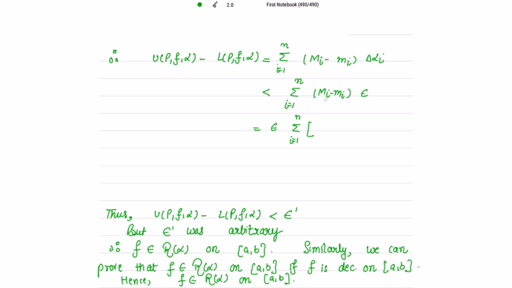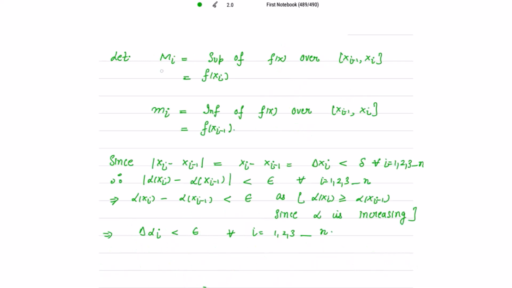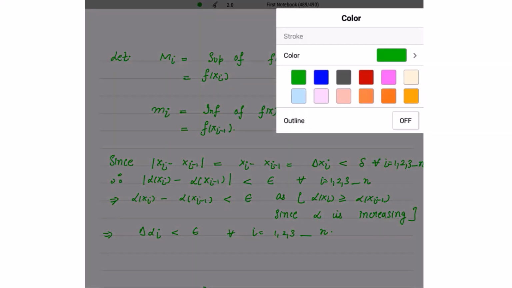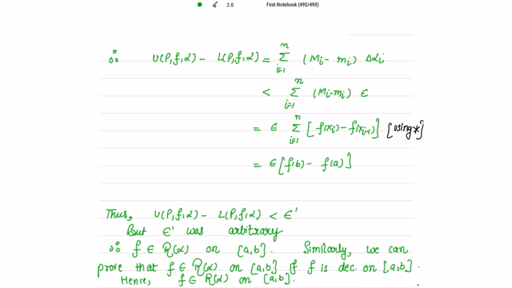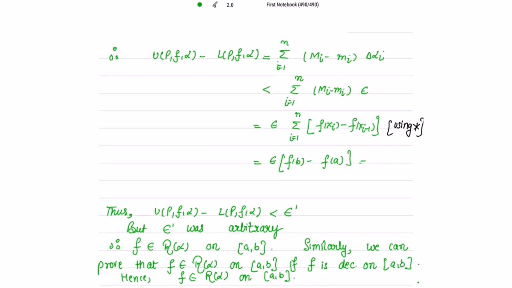Now what is the value for capital Mi? Because f is an increasing function and we have taken the supremum value at xi, capital Mi is f of xi and small mi is f of xi minus 1. Let me mark this as star. If you sum up all of this, you will get f of b minus f of a. The rest of the terms will cancel out, and this is just a number. So epsilon times just a number is, let me take this as epsilon dash. So U(P, f, alpha) minus L(P, f, alpha) is less than epsilon dash.